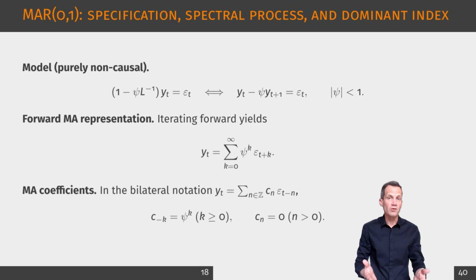In the bilateral coefficient notation, this means that only negative index coefficients are non-zero and all positive index coefficients vanish. This is a clean benchmark because it produces a very asymmetric extreme episode. Extremes are generated by innovations located in the future relative to t, and the propagation is one-sided.